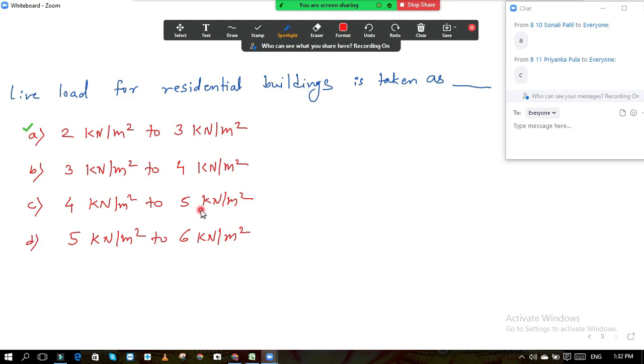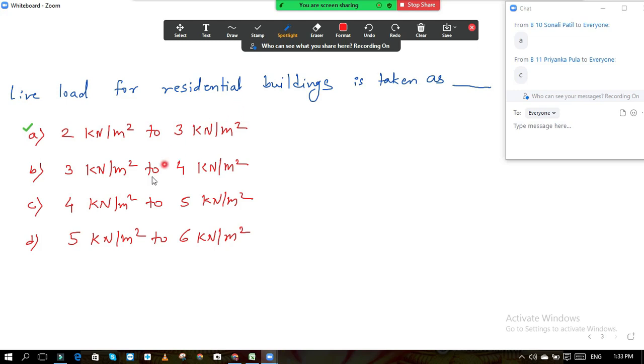Sometimes they will not give you the range, they just give you the options in this way: A 2 kilonewton per meter square, B 3 kilonewton per meter square, C 4 kilonewton per meter square, D 5 kilonewton per meter square. Okay, so for residential building, if the range is not given, then you should give the answer 2 kilonewton per meter square. Okay, if the range is not given, please listen very carefully. And if the range is given between 2 to 3, then this is the correct answer which is in front of you. Okay, similarly for the public building also.